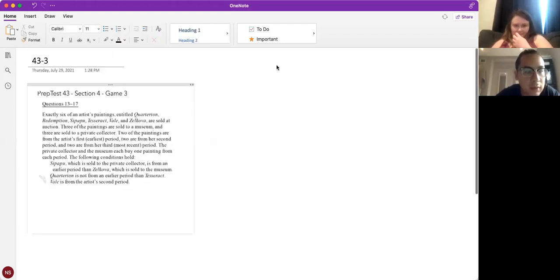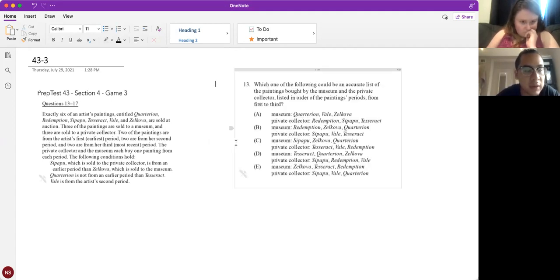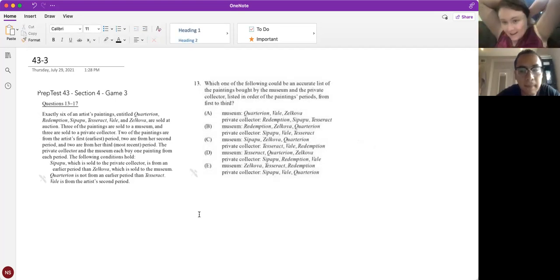Sorry, there you go. So from the artist's first, earliest period, 2 are from her second period and 2 are from her third, most recent period. The private collector and the museum each buy 1 painting from each period. The following conditions hold. All right, so this one's a little bit, okay, sorry, let's go ahead and separate.